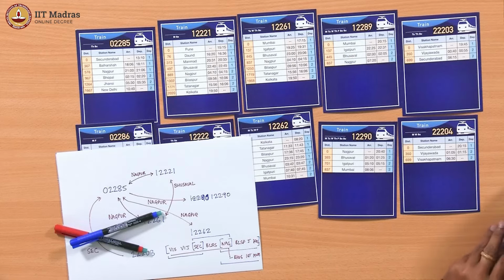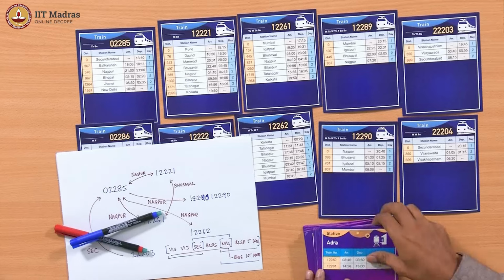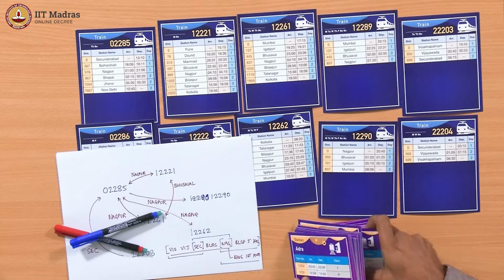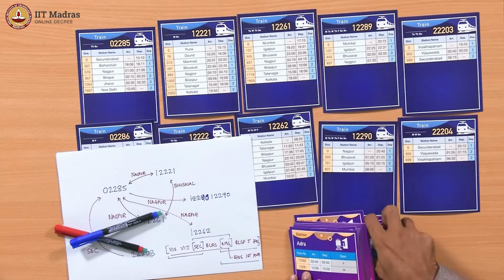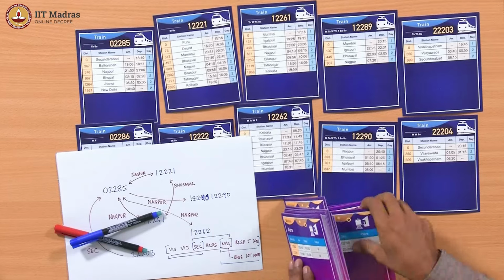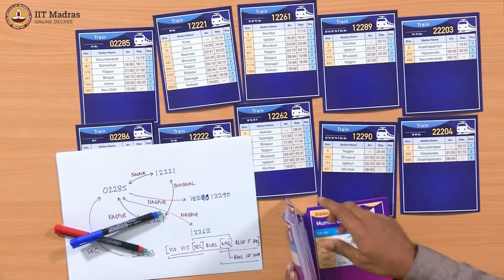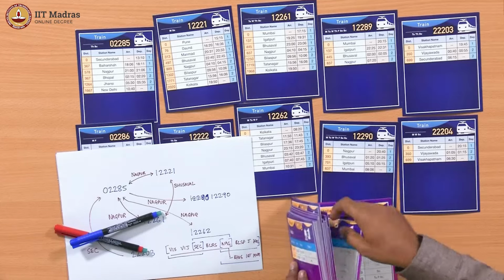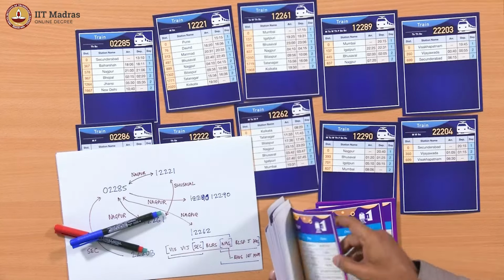So let's take one example of a station. Let's take Nagpur, for example. Nagpur will have these trains. We saw Nagpur has a lot of trains, Nagpur, Bilaspur and all that. Delhi, Nagpur.